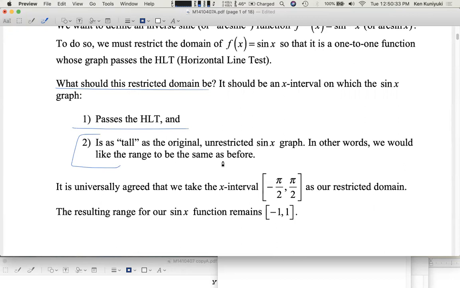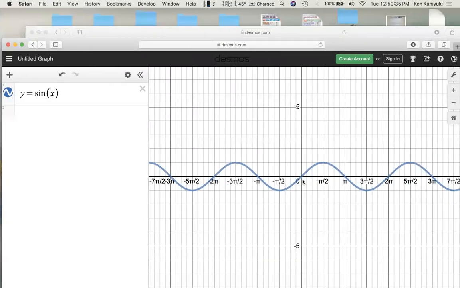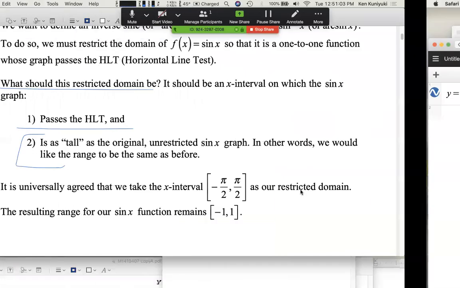And it has to be as tall as the original graph, meaning that the range is the same as before. Because I could say, hey, the origin, the point 0, 0, if I grab that, that passes the HLT. But that's pretty lazy. We would like something bigger than just a point. We would like something as tall as the original graph that has the same range, but a piece of the graph that will pass the HLT. So we want a piece of this sine wave that's as tall as the original graph. It has the same range, but passes the horizontal line test.